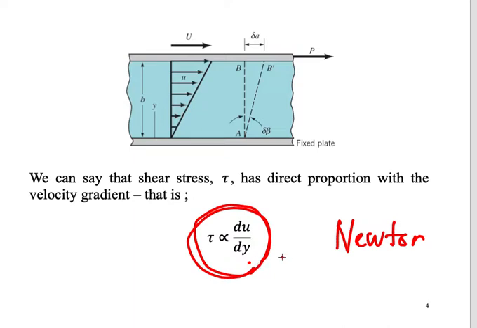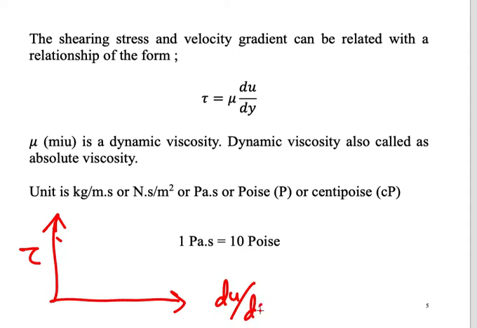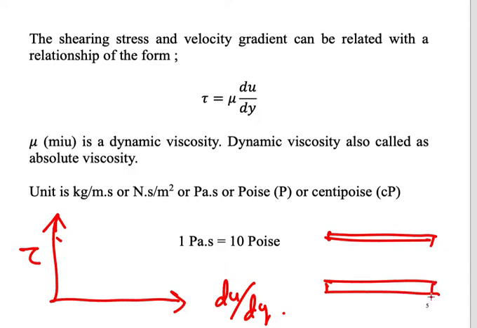To have a mathematical equation here, we create a graph. For example, we take the y-axis as tau and the x-axis as the velocity gradient du dy. Then we make an experiment. We have a force here, and we change the velocity at which we pull the top plate. When we do this experiment, we could plot the graph.